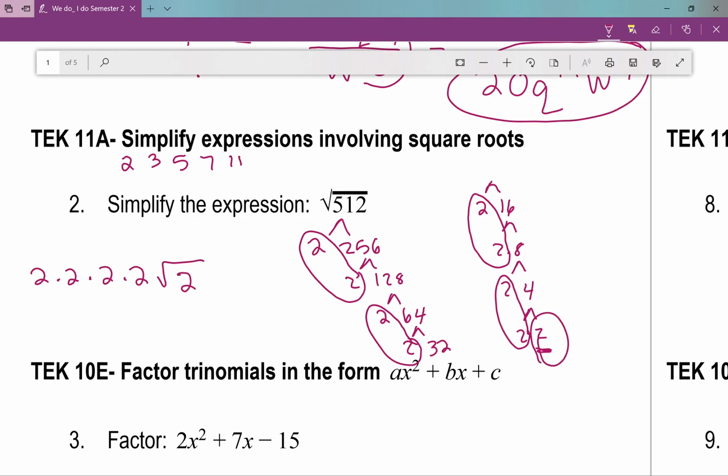Now I just need to simplify. What is 2 times 2 times 2 times 2? 2 times 2 is 4. 4 times 2 is 8. 8 times 2 is 16. So this simplifies to 16 square root of 2. And that is the answer.